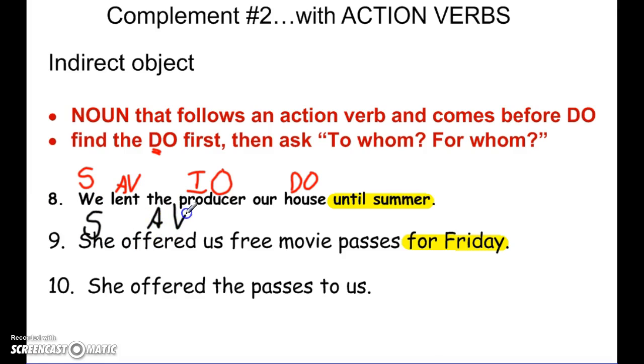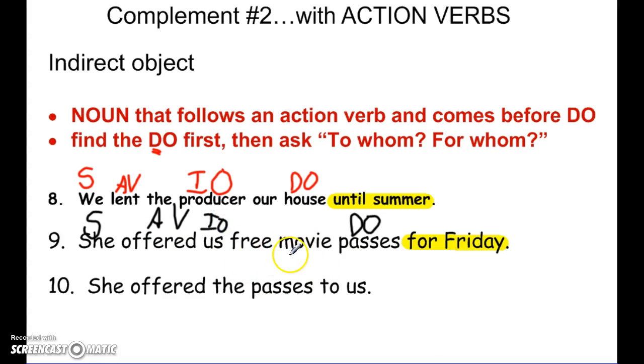I'd ask myself, she offered whom or what? And again, I could answer the question with she offered us, but that doesn't really make sense. You can't offer a person. You can offer something. You offer passes. She offered what? She offered passes. She offered the passes to whom or for what? She offered the passes to us. So us is the indirect object.